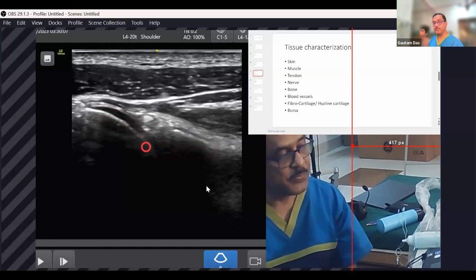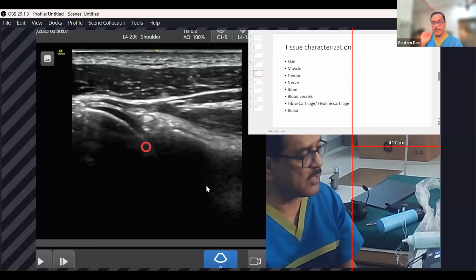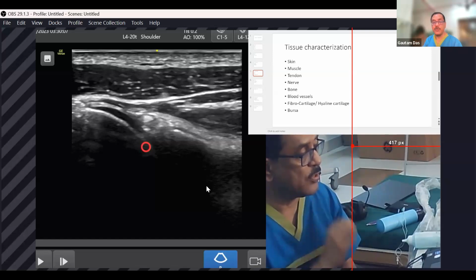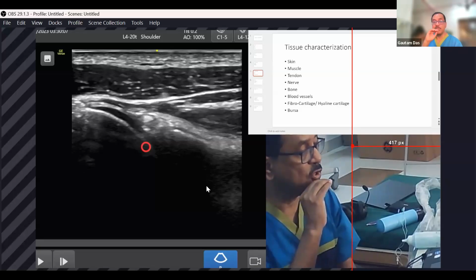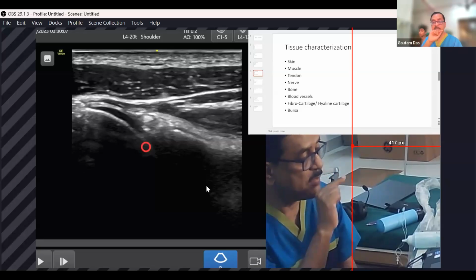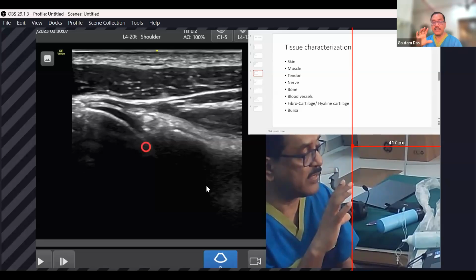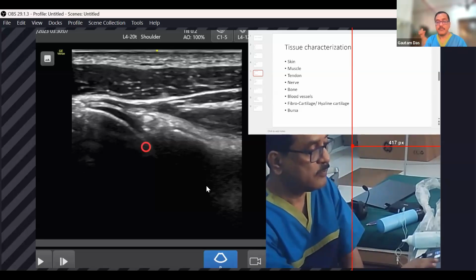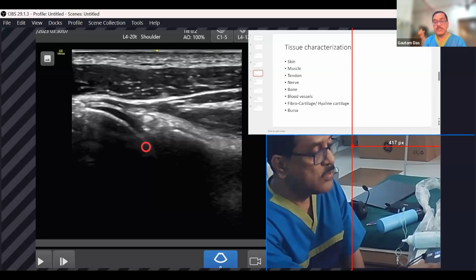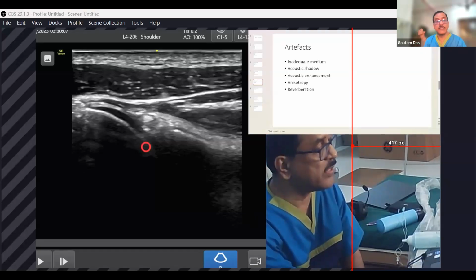And bursa, normally bursa will be a black line, but bursa is very difficult to visualize unless there is a bursitis and accumulation of fluid. You will not be able to see the bursa. Otherwise, you'll be seeing bursa as a thin black line within the white area. So these are the different tissue characteristics.